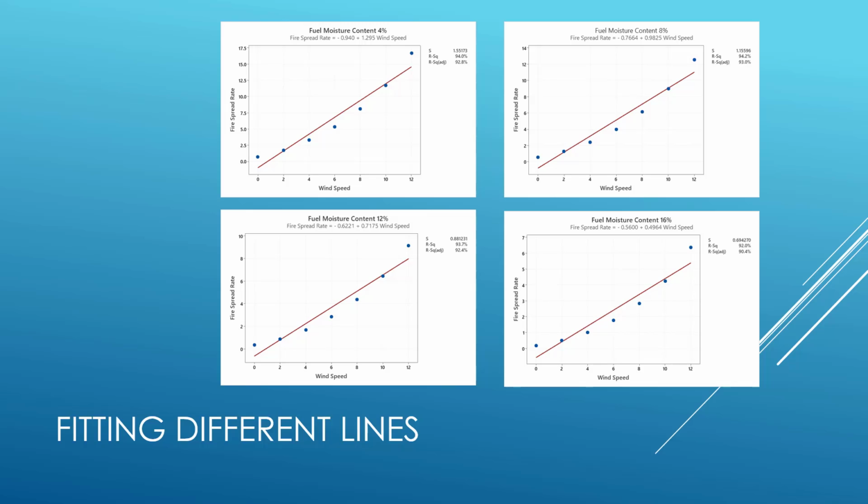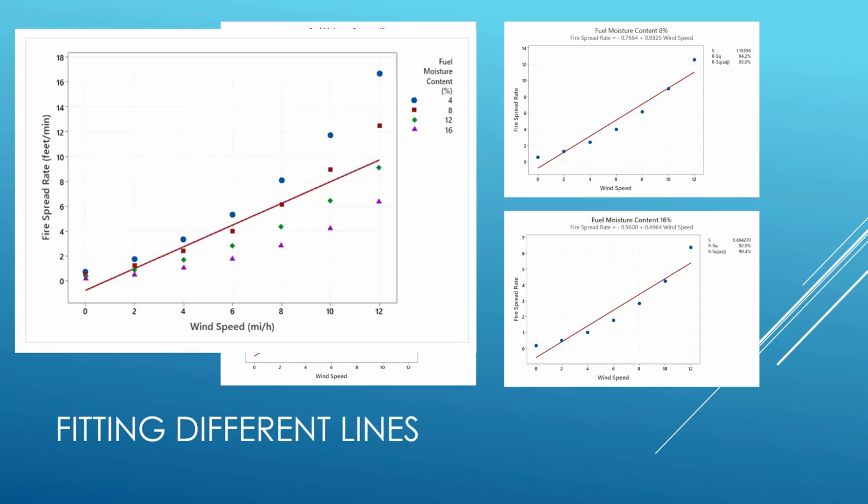It's also worth pointing out that predictions based on the individual lines would tend to be more accurate than predictions made from a line fit to the entire data set, as they can see by looking at the original plot.